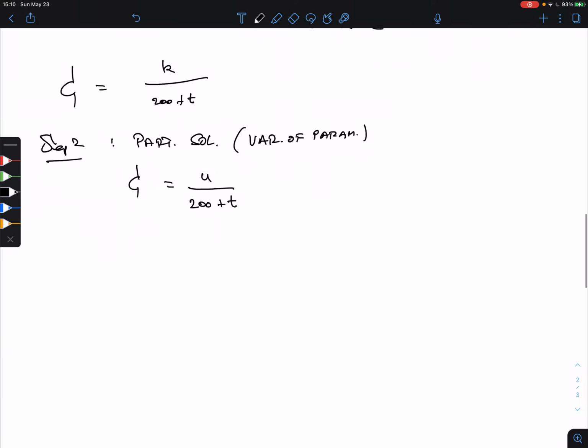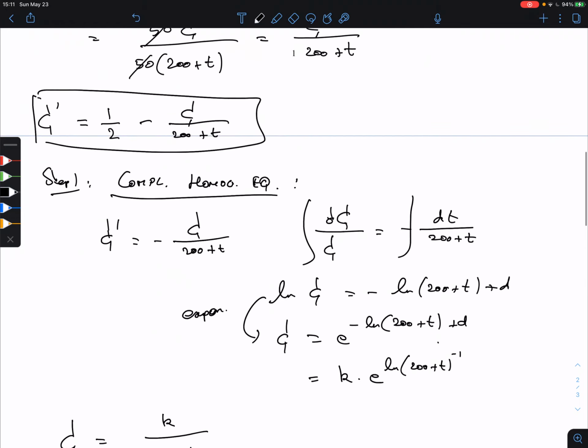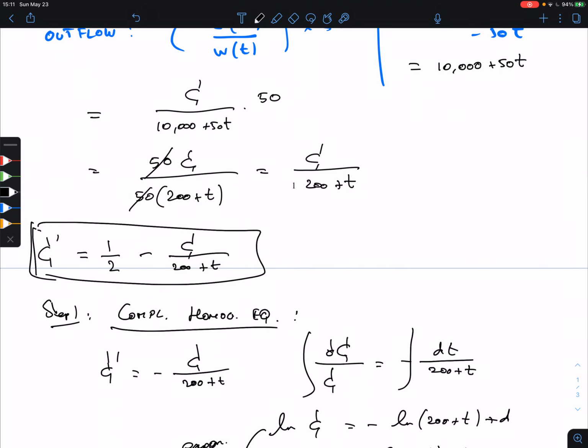Okay, but anyway, this is what we have. Perhaps it would have been better to keep writing it this way, because I have to do calculus with this thing, and it's easier to write it as powers. So what we're going to do is calculate this derivative and plug this into the differential equation. So u prime times (200 plus t) to the power minus 1 plus, copy the first and now take the derivative of the second. That's a minus 1 coming out, and then we have (200 plus t) to the power negative 2. And that we're going to plug into this differential equation that we have here.